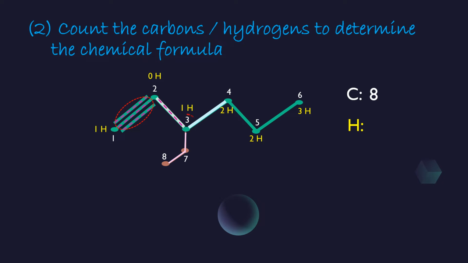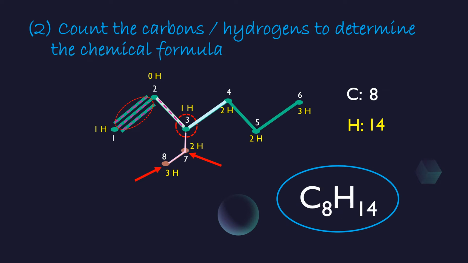Now, let's go back to the third carbon. Remember that an ethyl group has 2 carbons. Since there are 2 bonds at this carbon, there can only be 2 hydrogens here. At the last carbon, there is only 1 bond, so there's room for 3 hydrogens. In total, there are 14 hydrogens. The chemical formula comes out to be C8H14.